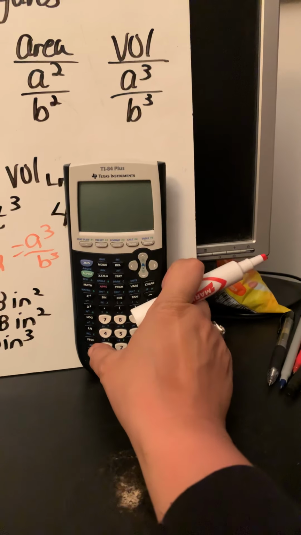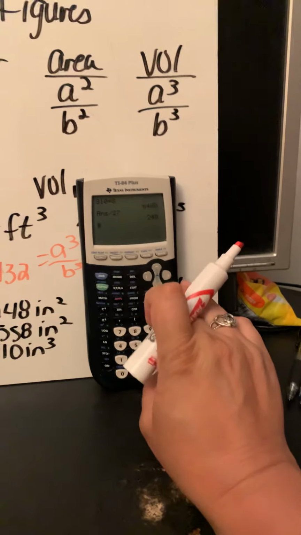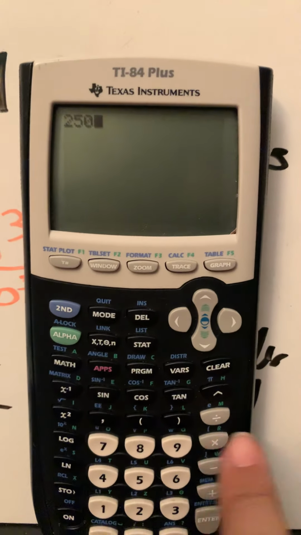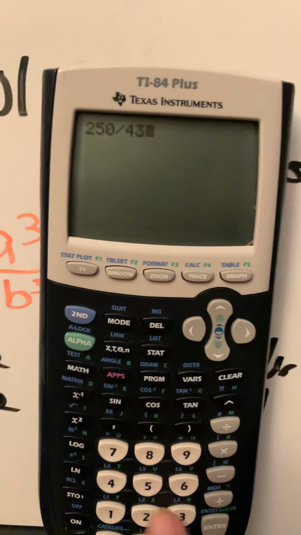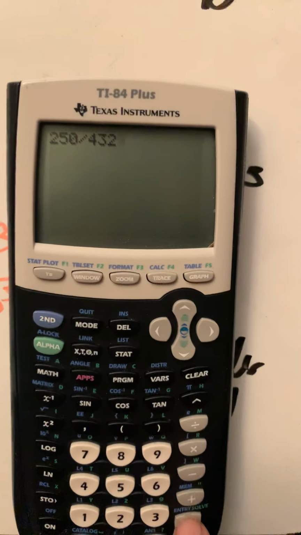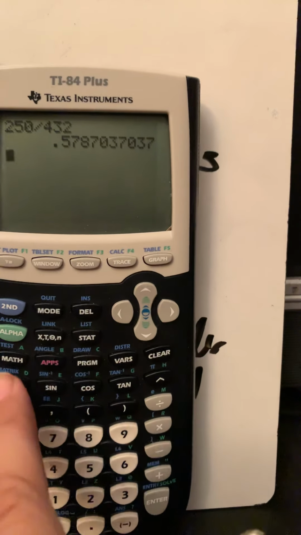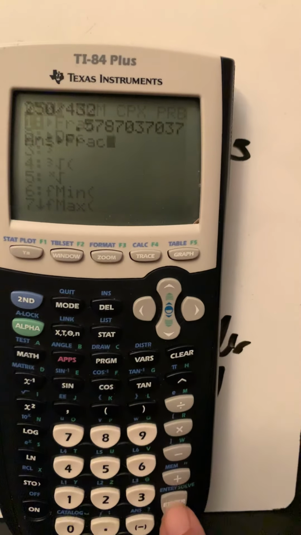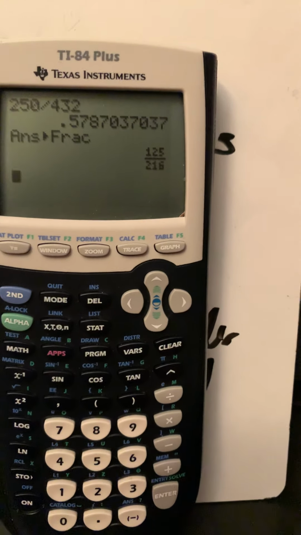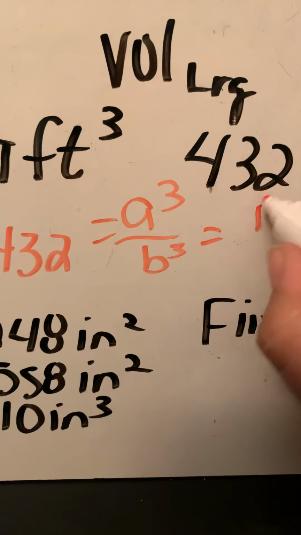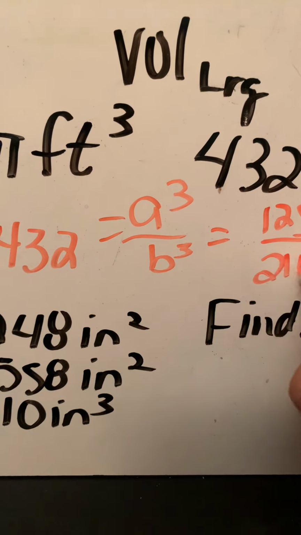So I'm going to take out my calculator. Taking out the handy dandy calculator. I'm going to type that ratio in. 250 divided by 432. Because I'm going to simplify this the fast way using technology. I divided it out, and then I go to math, frac, putting it into fractions. It is 125 over 216. So when I simplified that, I got 125 over 216.